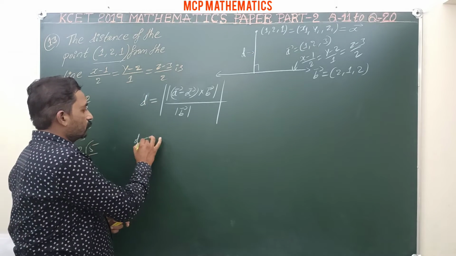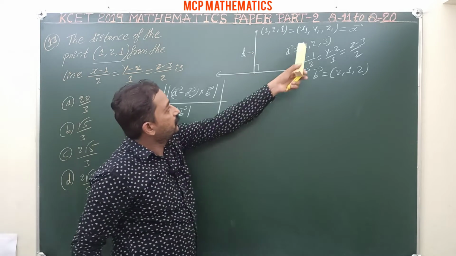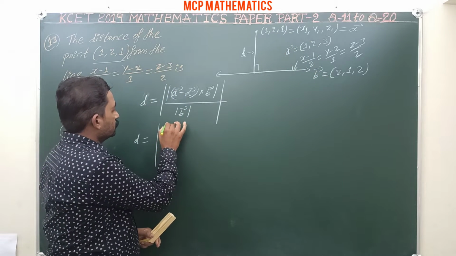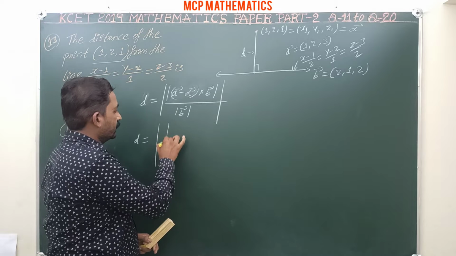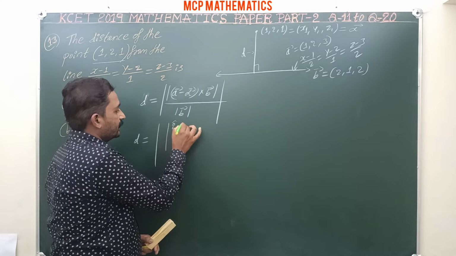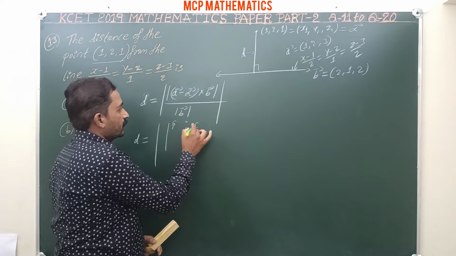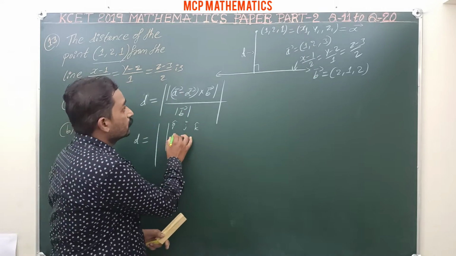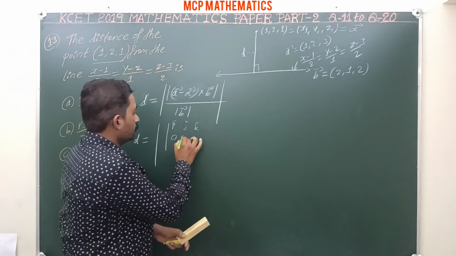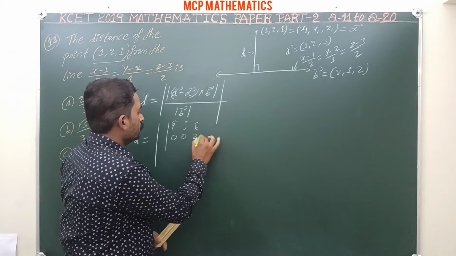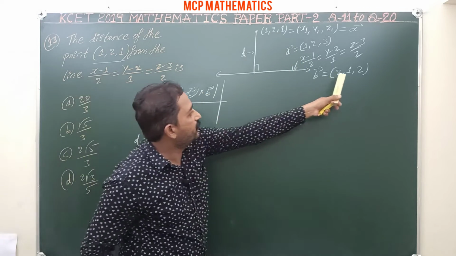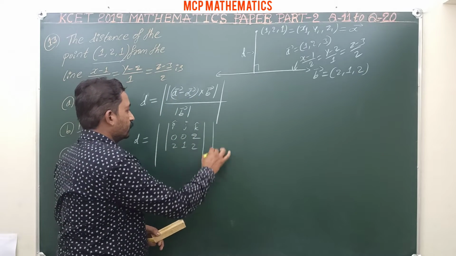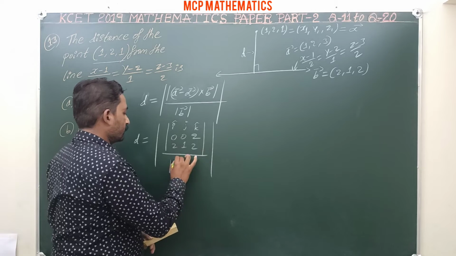So D is equal to A minus alpha. So here alpha, 1 minus 1 is 0. So this is the determinant, the cross product. The first row contains i, j, k. The second row contains scalar components of A minus alpha: 1 minus 1 is 0, 2 minus 2 is 0, 3 minus 1 is 2. Now scalar components of B: 2, 1, 2. So magnitude divided by magnitude of B.